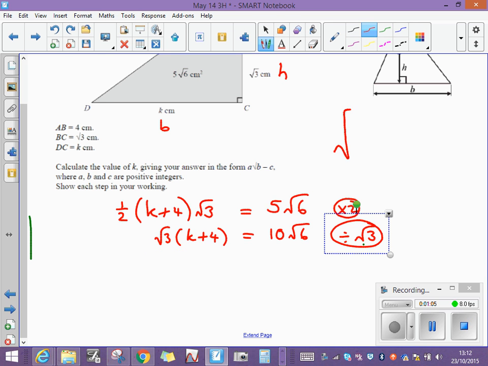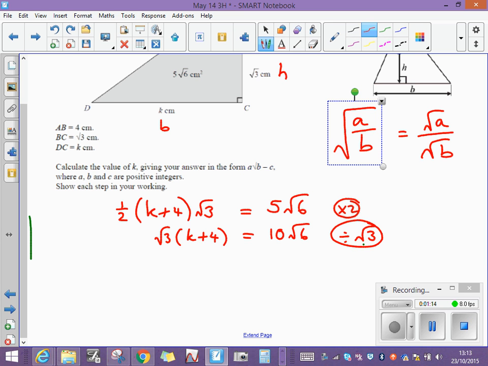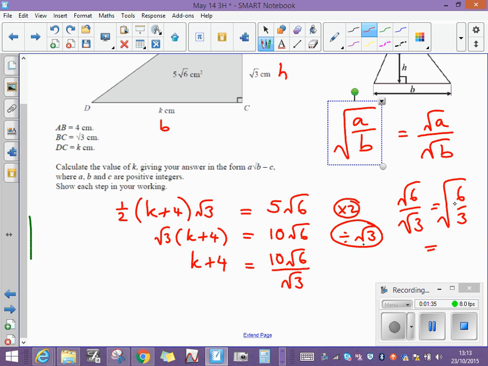Now one of the things that you need to know about surds, and you should know this anyway, the square root of A over B is the same as the square root of A divided by the square root of B. So on the left hand side, the surd is now gone and I'm left with K plus 4, and on the right hand side I've got 10 root 6 over root 3. And using this identity up here, root 6 over root 3 is just the same as the square root of 6 over 3, and 6 over 3 is 2, so that's just root 2.